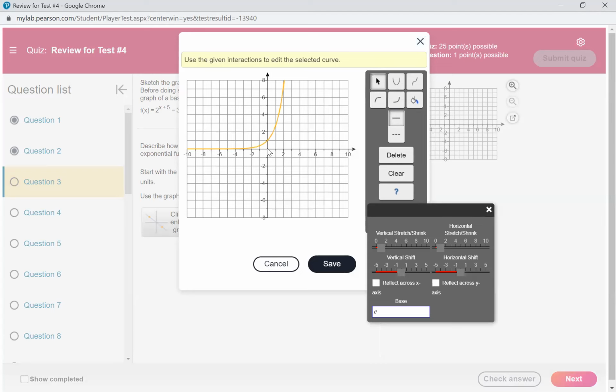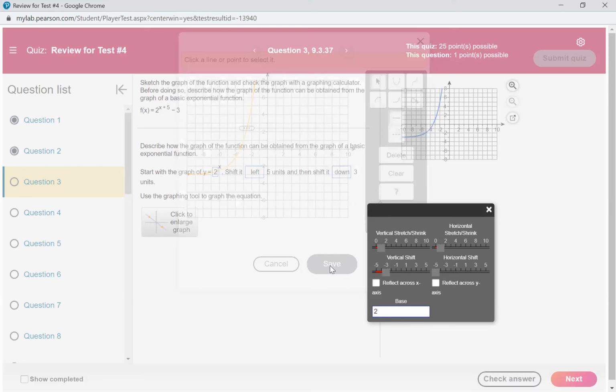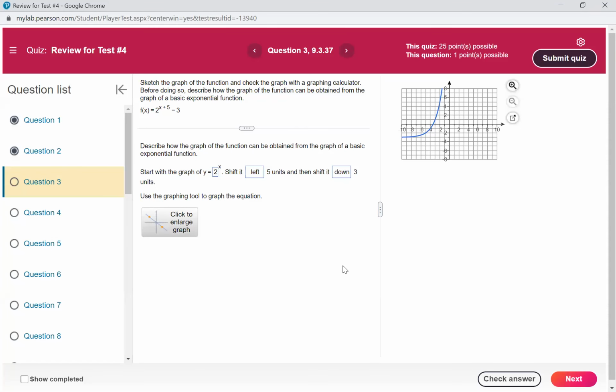All right, so the +5 made me go left 5. So I'm going to come over here and go all the way to -5. The -3 is going to make me go vertical down, so that's going to be moved to -3. And then remember, I got to change my base from that E down there to a 2. So this one had 2 moves on it, so then we save that. And then y'all see it's moved the graph for us. So now we just hit next.